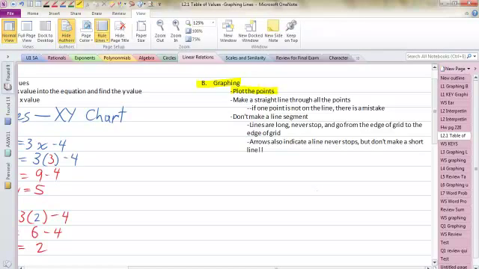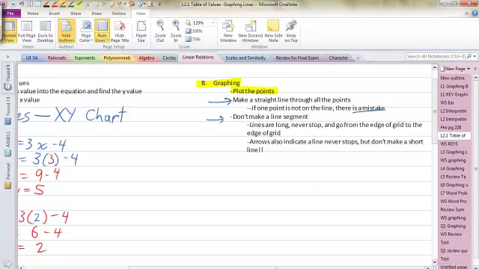Now you don't have to write down the rest. So some things to think about. The graph should make a straight line through all the points. If a point is not on the line, there's a mistake. Go back and check your math. You probably made a math error.